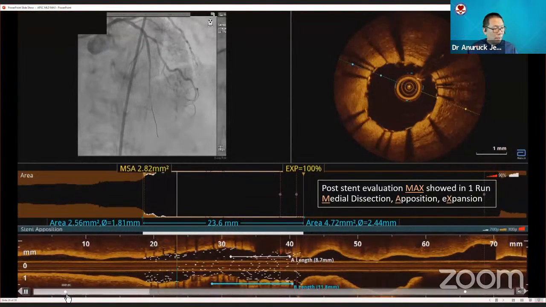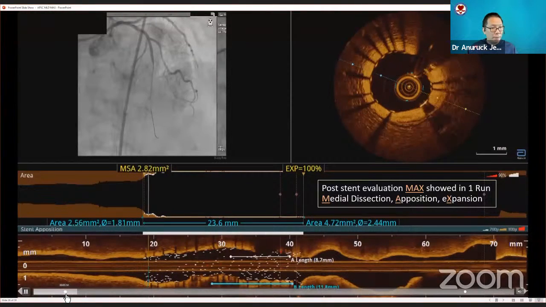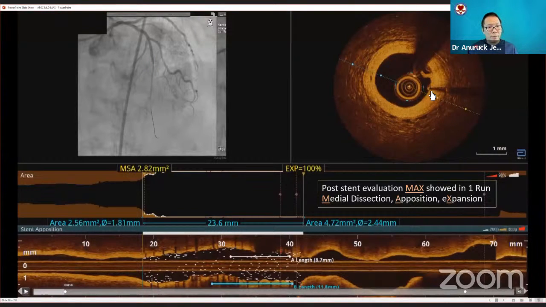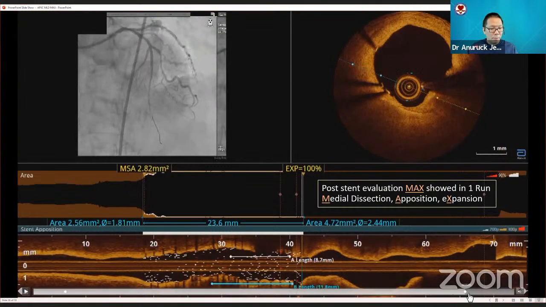Let's begin with the medial dissection. You can see from the first strut of the stent, this is the first strut of the stent, that the intima is intact. So it means that there is no dissection at the distal part, and you can go to the proximal part of the stent. This is the last strut of the proximal stent, and also no dissection here. So the first optimization, the medial dissection: this picture shows no medial dissection.